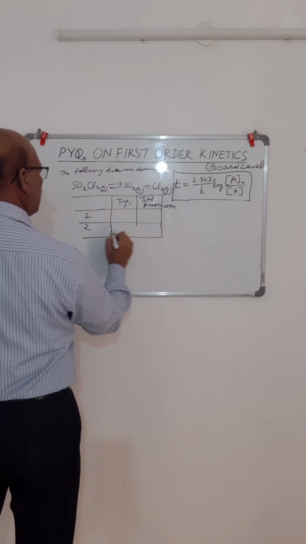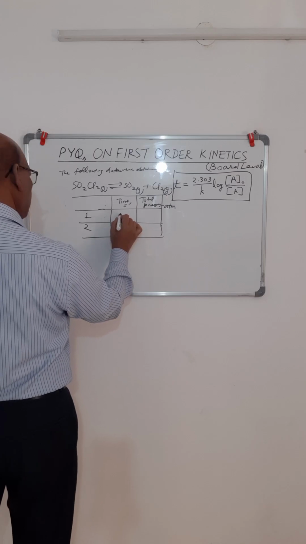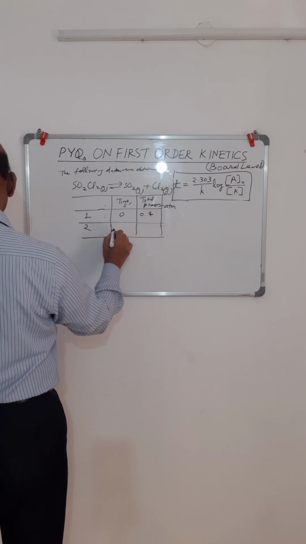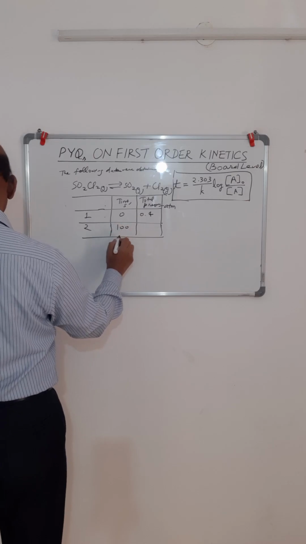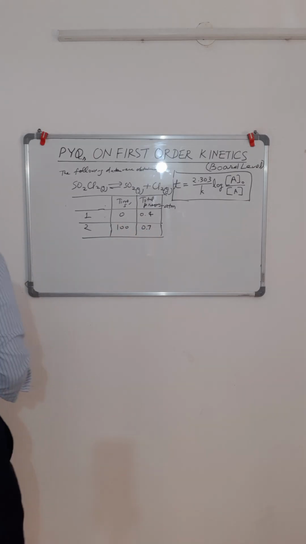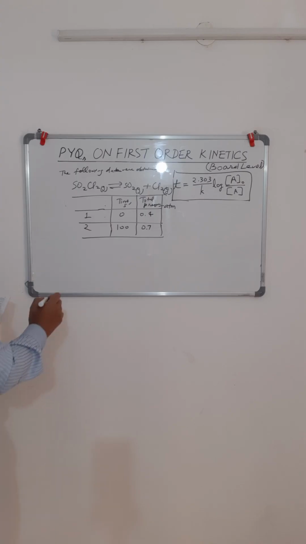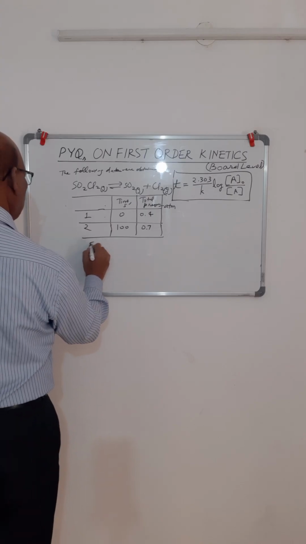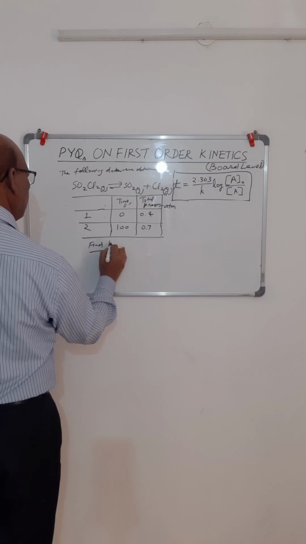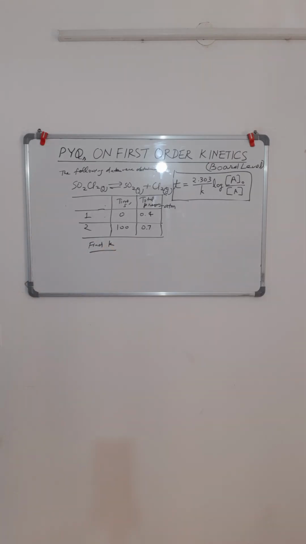Okay, like this. When time was 0 seconds, the total pressure was 0.4 atmosphere, and when the time was 100 seconds, the total pressure was 0.7 atmosphere. What we have to find out is the rate constant, so we have to find the value of k. Okay, so how will we go about it?